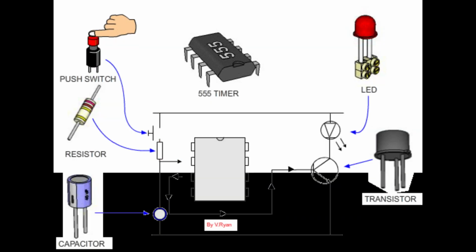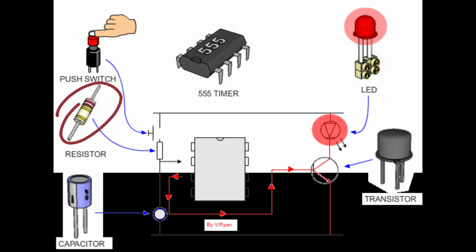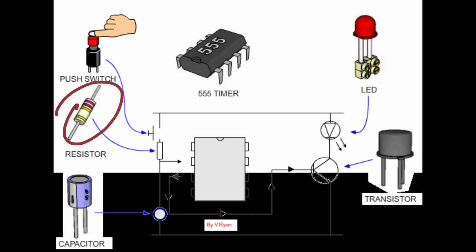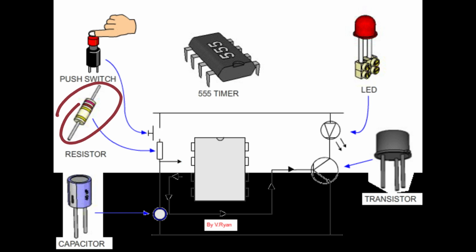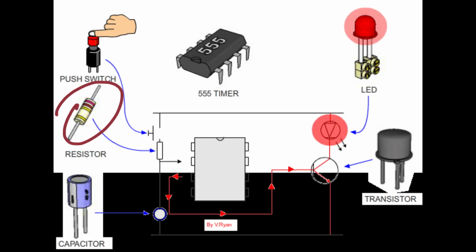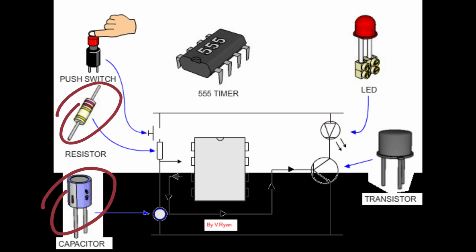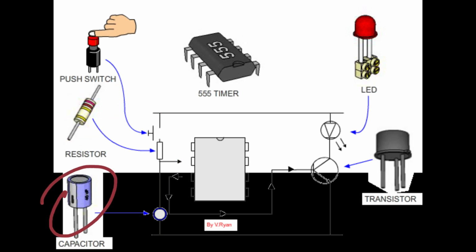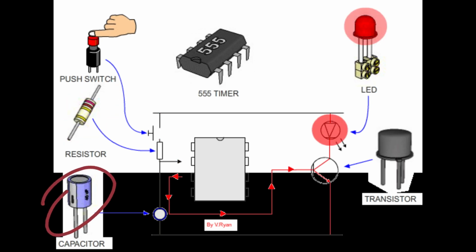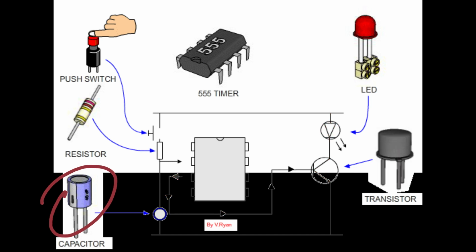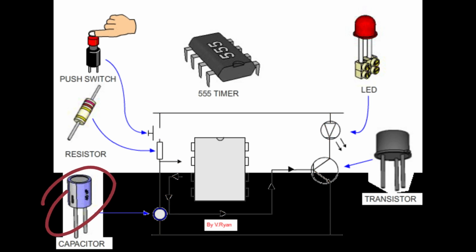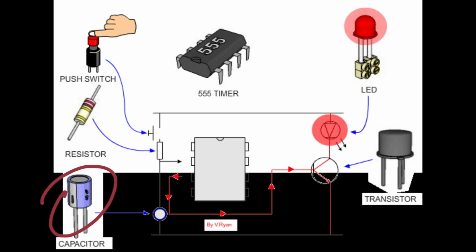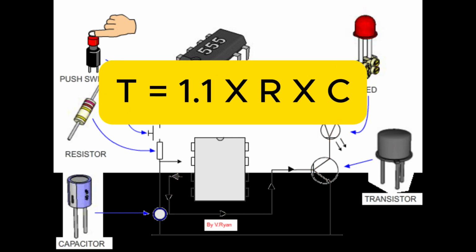There are two components involved. First, the resistor. This resistor will control the charging time of the capacitor. Second is the capacitor. The capacitor determines how long the output stays high. The time period can be calculated using this formula: T equals 1.1 times R times C.